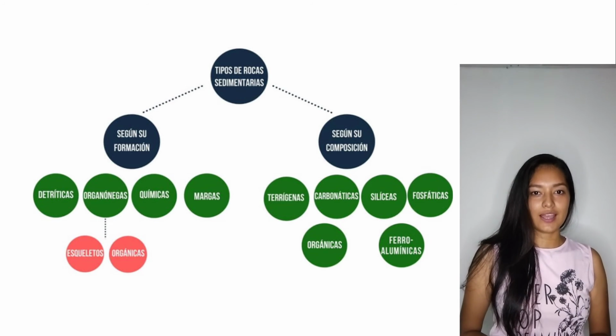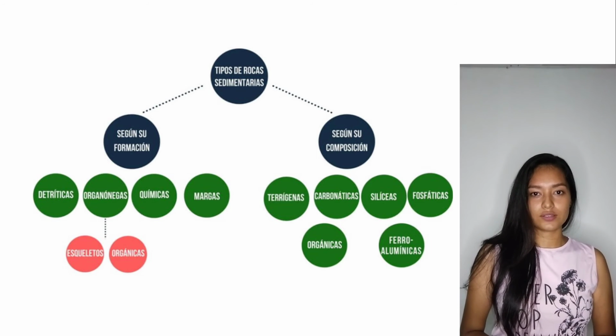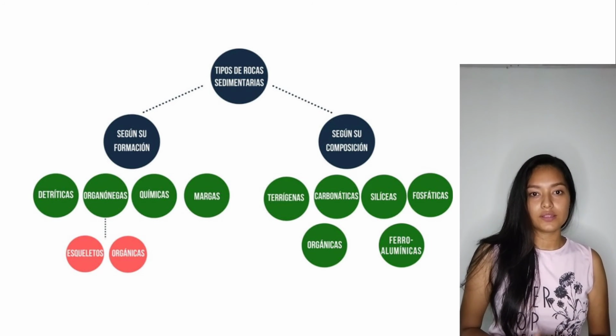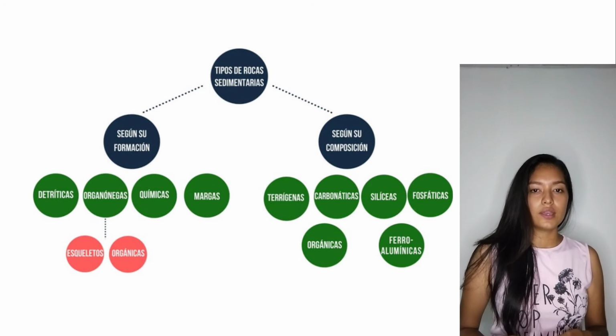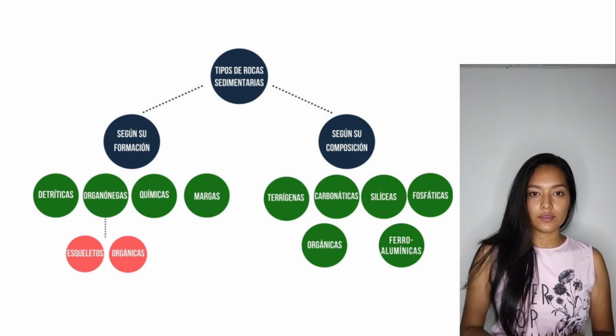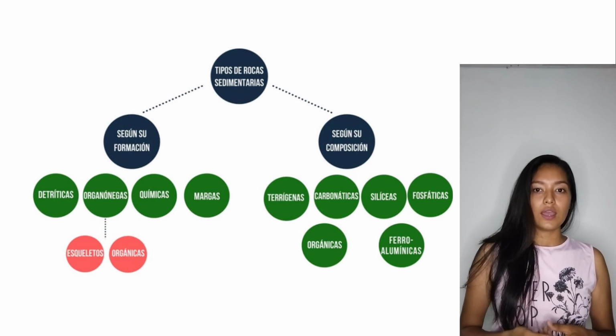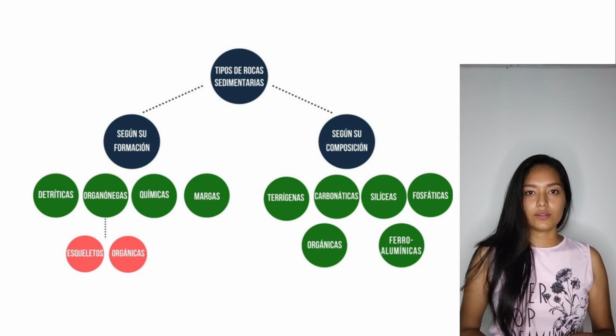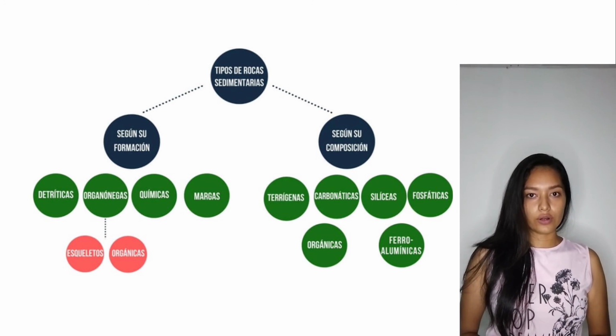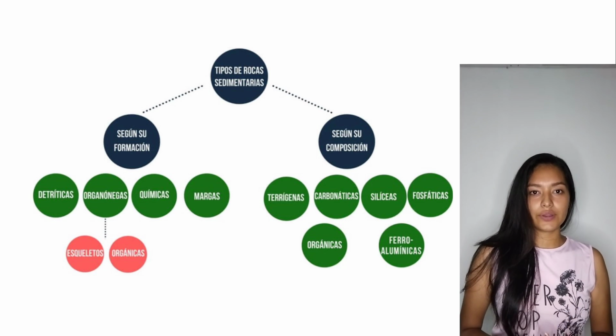Phosphate rocks. These sedimentary rocks are composed of derivatives of phosphate. They are not very abundant, but they are still present in many diverse parts of the world and even in marine trenches.